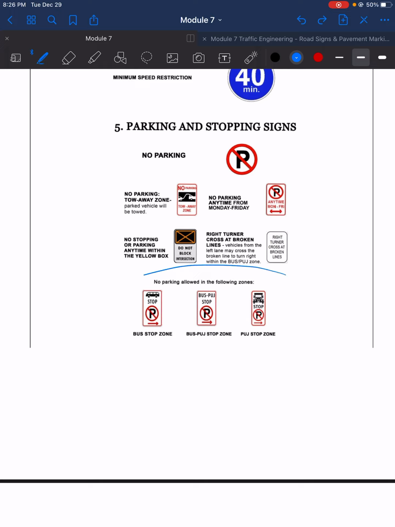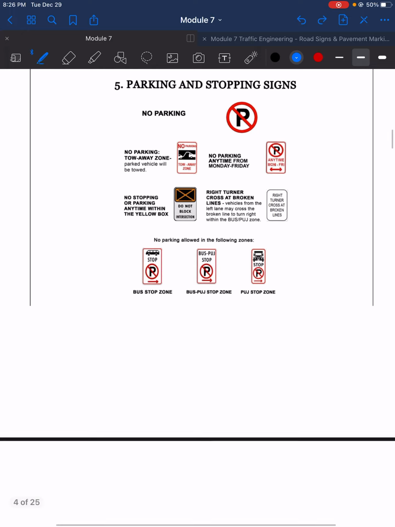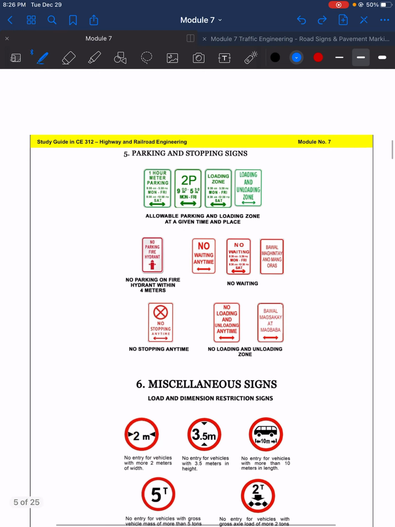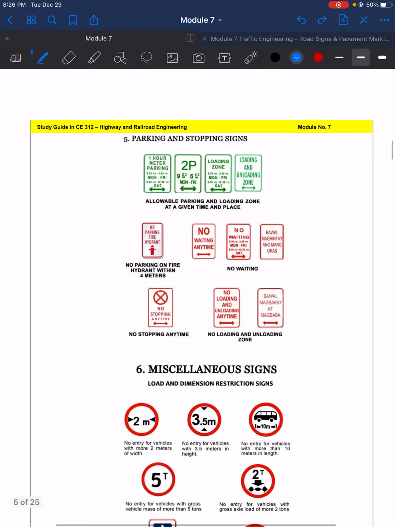No parking allowed in the following zones: bus stop zone, bus PUJ stop zone, PUJ stop zone, or public utility jeepney stop zone. Parking and stopping signs.